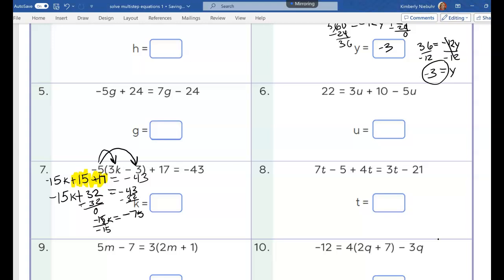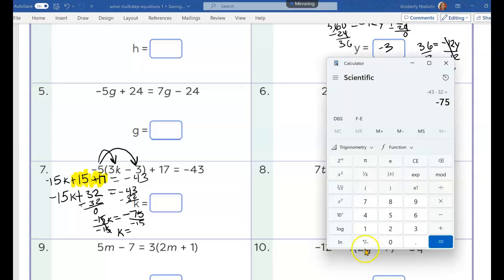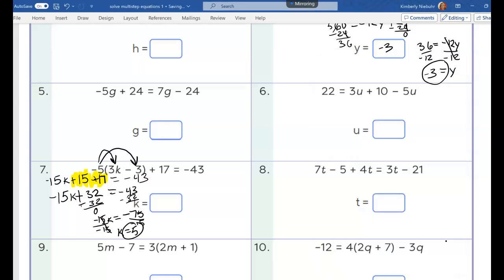Negative 15 divided by negative 15 gives us positive k equals, we've got to divide by negative 15, negative 75 divided by negative 15. And we get 5. K equals 5.